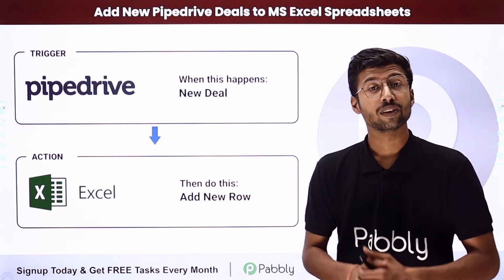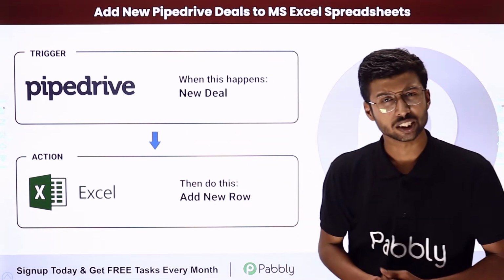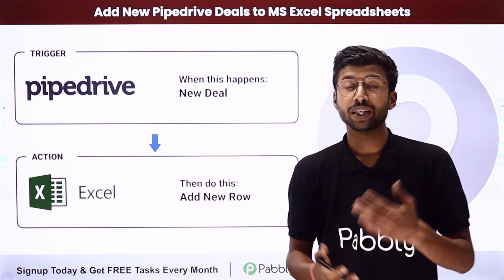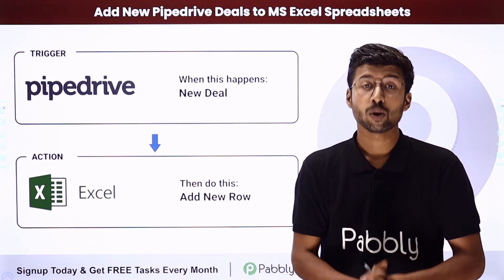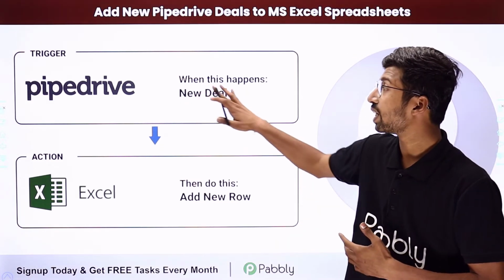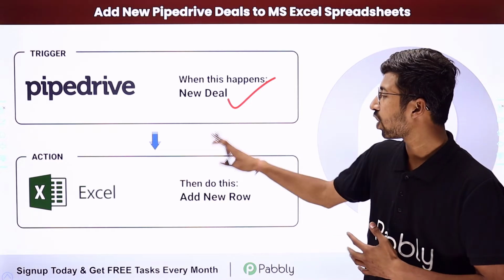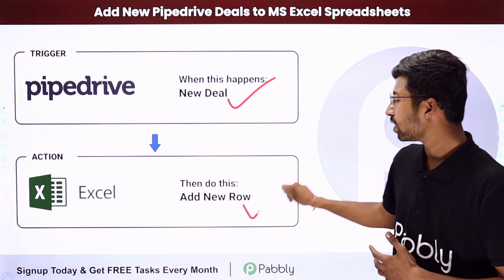So in this video, we will learn how to add new Pipedrive deals to MS Excel spreadsheet. Now suppose you are using Pipedrive to maintain all the new deals you do with your business. And you want that whenever you create a new deal in Pipedrive, you want to add the details of that deal as a record in MS Excel. So you want to add a new row.